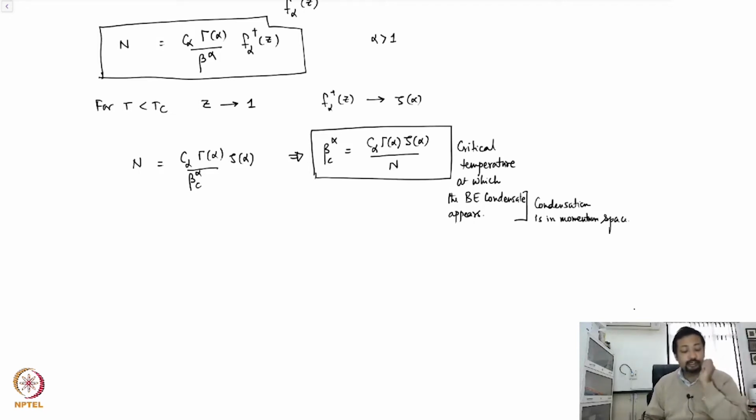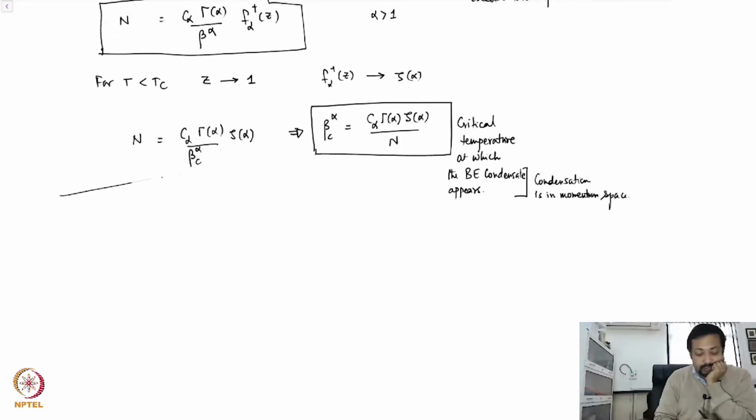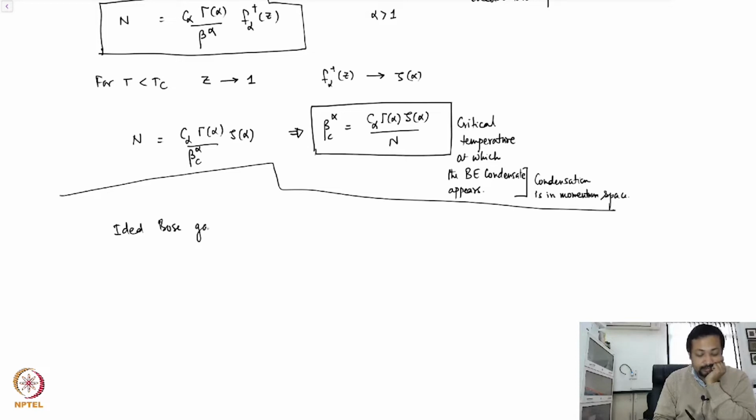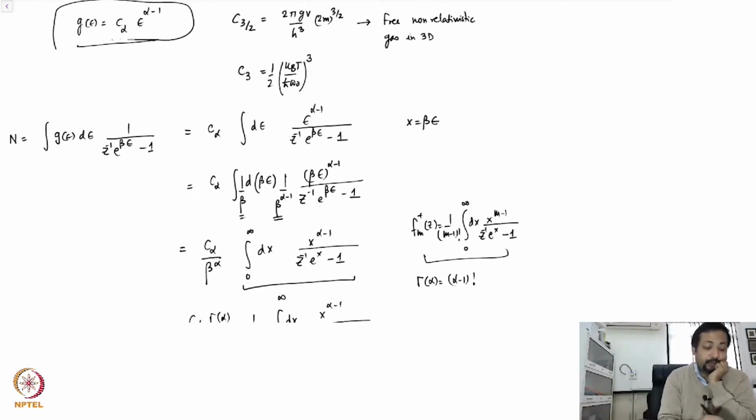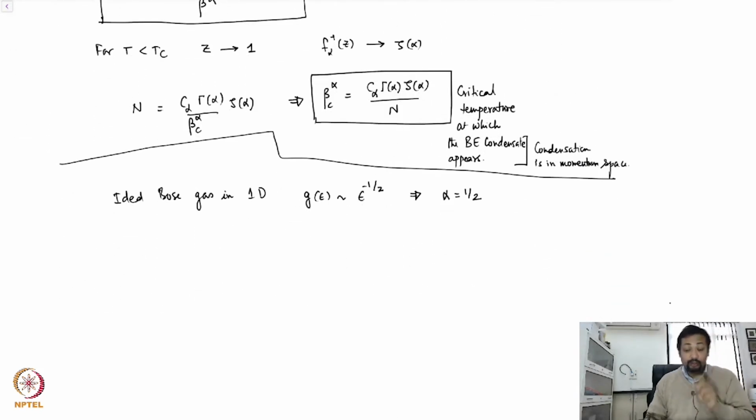Now, before we go further, it's very interesting to consider an ideal Bose gas in 1D. So let's just discuss this very briefly. For an ideal Bose gas in 1D, my g(epsilon) goes as epsilon to the power minus half, and this implies that alpha is going to be half in the description that we have written down over here. Therefore, this means that n is proportional to f_half of z.